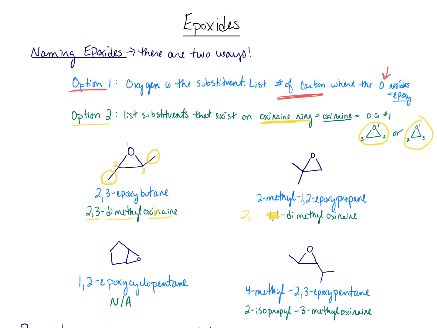This would be 2,2-dimethyl oxirane. Why? Because oxygen's number 1. So there we go. That would be 2,2-dimethyl oxirane. Here, we cannot name a double ring in this capacity. So we're not going to do that. We're not going to try to do that.